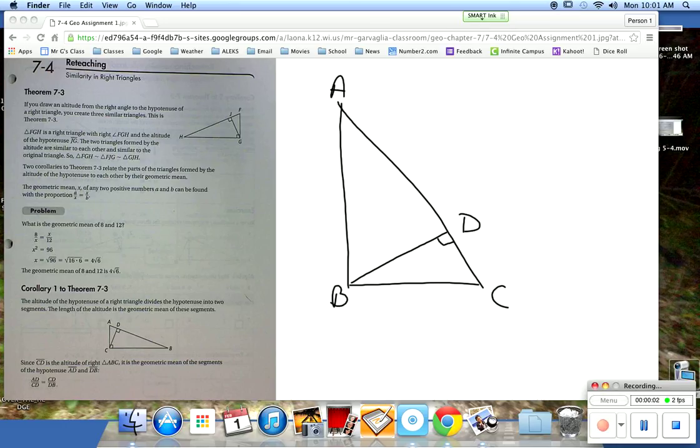Chapter 7, Section 4. We're going to learn about right triangles and using means. Now, this is a little different than the way I've taught it in the past. This is more of the Common Core, I guess, way to teach it.